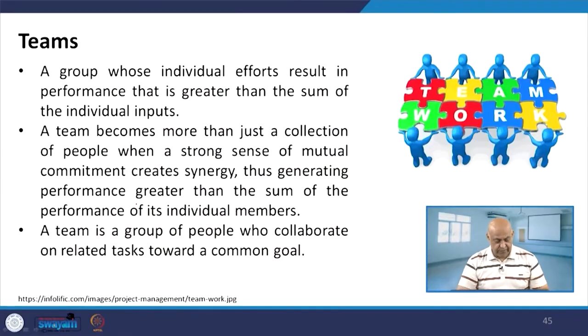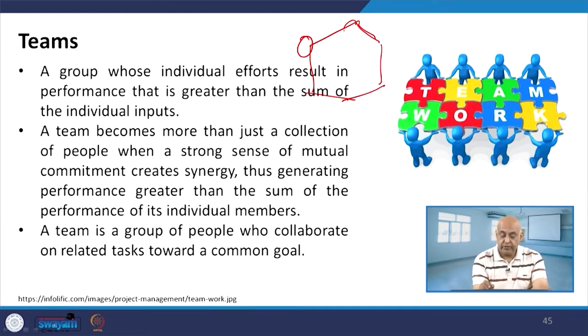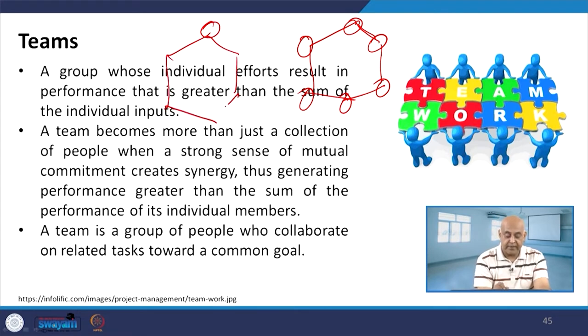And here I would like to mention, when we are talking about this diagrammatically, whenever we are talking about the group, this is the group, right? 1, 2, 3, 4, 5, 6 people. So, these are 6 employees, they are working together, they are connected with each other, right? But as an official or formal group, they are interdependent, but there is no synergy.